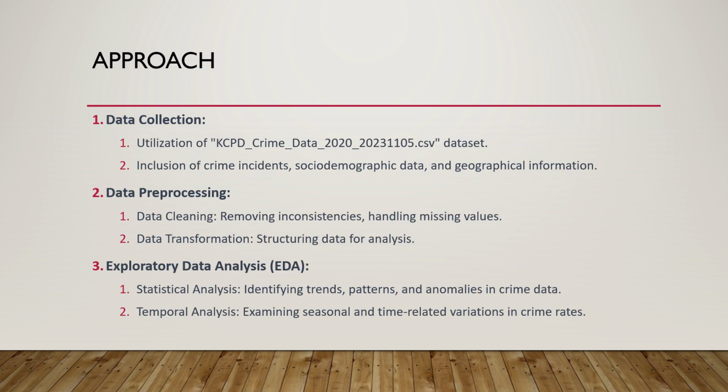So what is the approach we have incorporated in order to solve this problem? It would be data collection, so the 2020 dataset for Kansas City crime data has been used, and it includes the crime incidents, socio-demographic data, and geographical information. Then it goes on with data pre-processing, which is removing inconsistencies, handling missing values, and transforming the data into a well-defined structure. Then we performed exploratory data analysis in two scenarios, statistical and temporal. Statistical is all about finding the existing patterns, and temporal is about finding the patterns related to time and season.